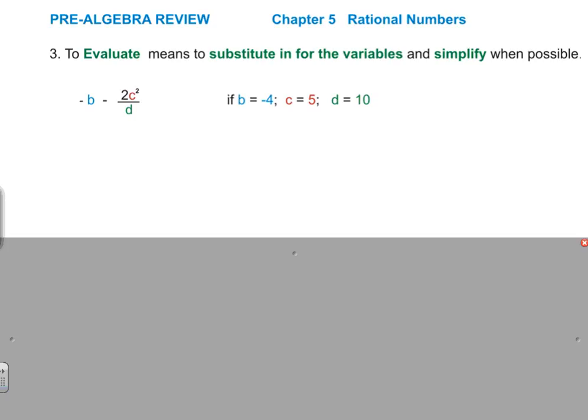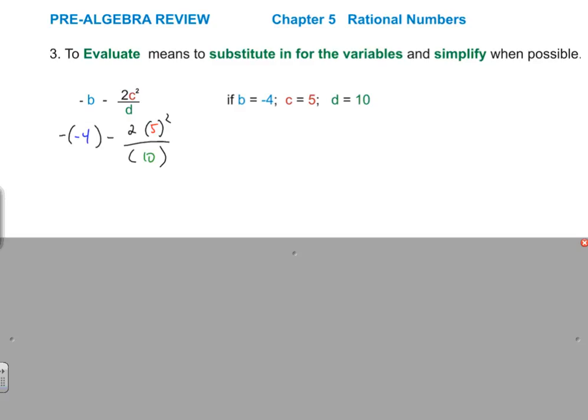All right, next thing. Let's go ahead and evaluate. So if you get a problem like this and it says evaluate, you want to substitute in the values for the variables. Now remember, we put parentheses wherever there's a variable. All right, so I put a parentheses wherever there's a variable. Where the B is, I put in a negative 4. Where the C is, I put in a 5. And where the D is, I put in a 10.